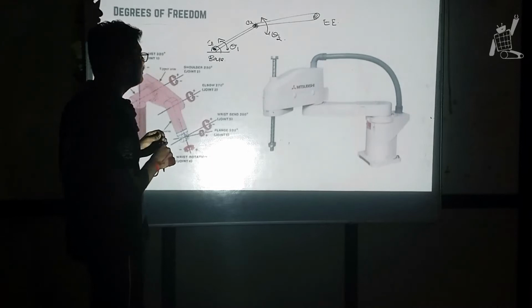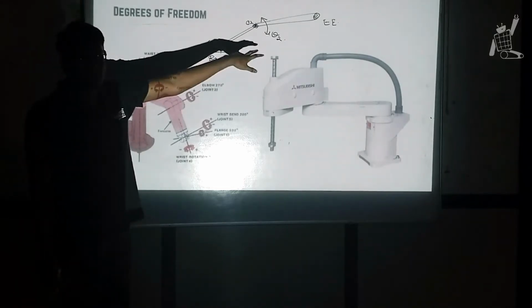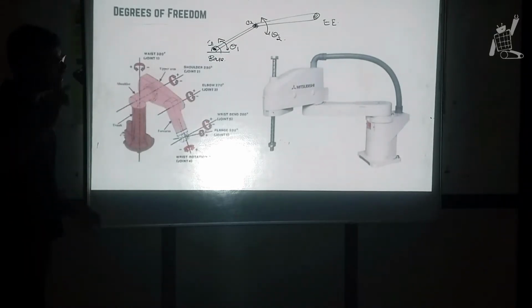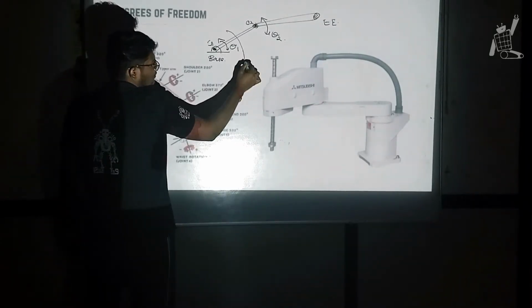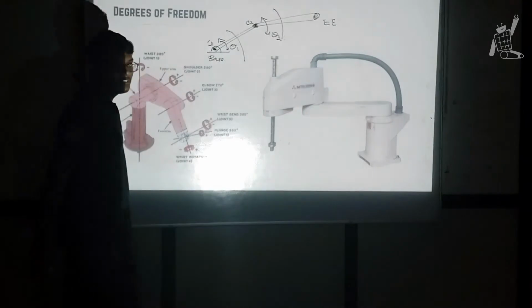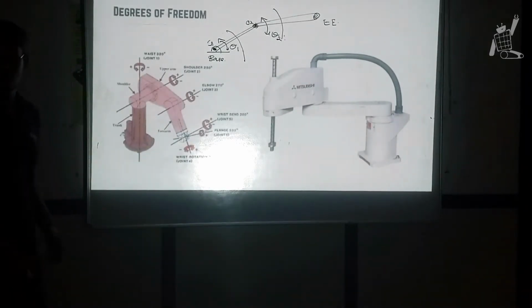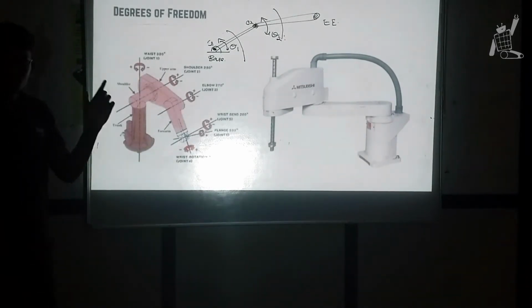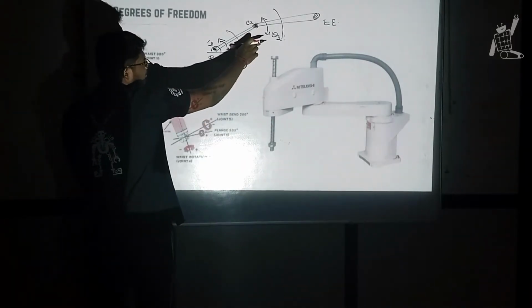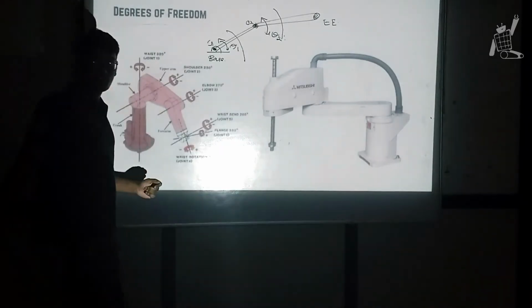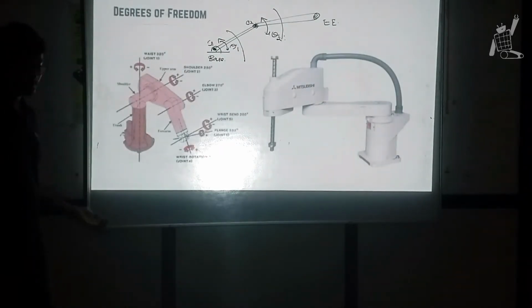Degrees of freedom means the independent motions in which the robot can move. So it can move theta 1 in one revolute joint, and there is also another revolute joint. So the degrees of freedom for that robot will be 2. This link can move theta 1, that can also move theta 2. So two motions, so 2 degrees of freedom.